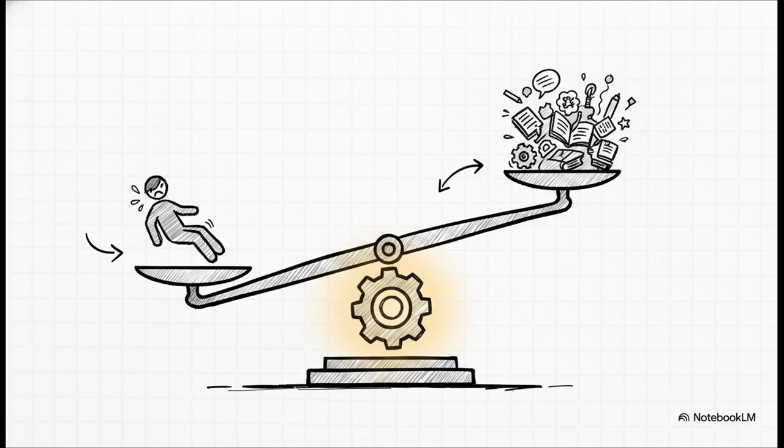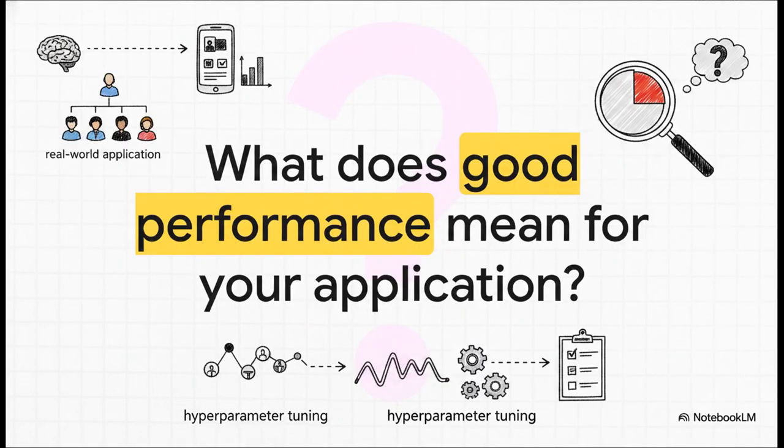By intelligently tuning the hyperparameters while watching that F1 score, the school prevents the model from underfitting and missing the subtle signs of a struggling student, while also preventing it from overfitting and just memorizing the random quirks of past student data. Now, what's really interesting about this slide is the ultimate question.